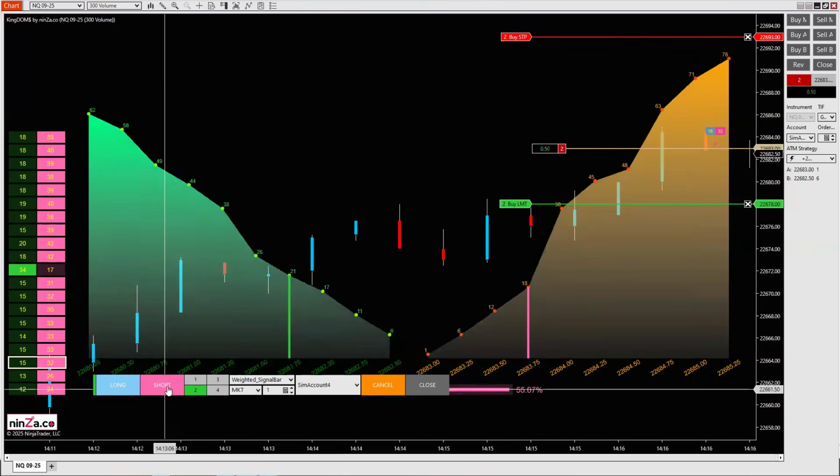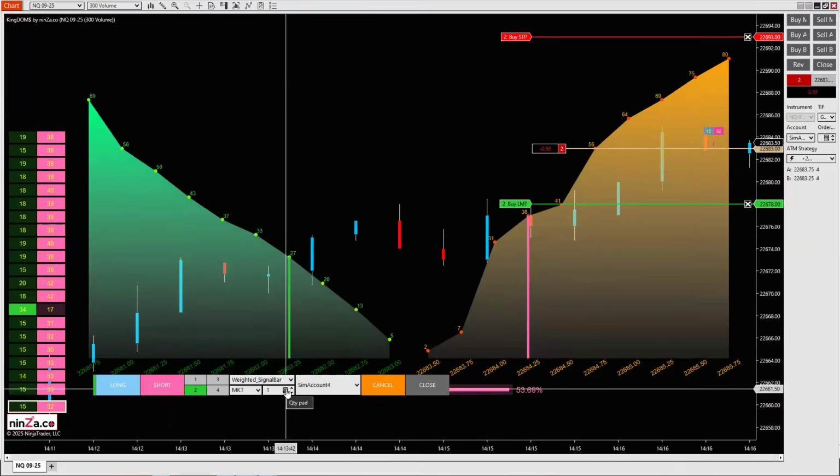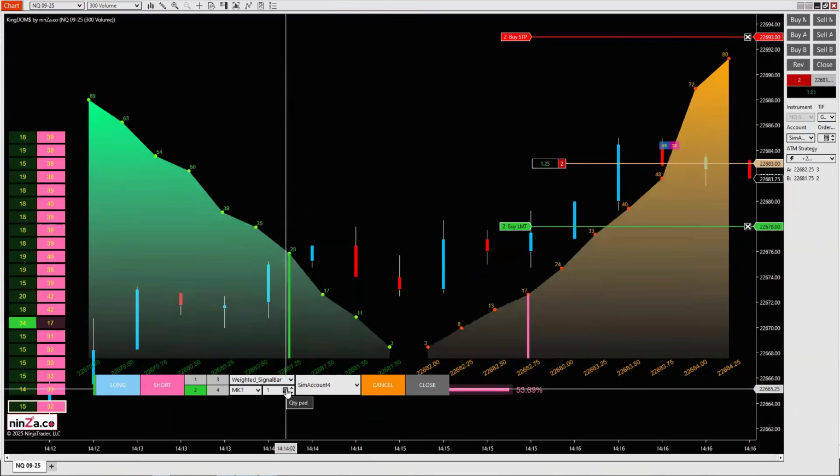So I can activate the short side, and this is a sim account, by the way. Just another thing I want to make clear. This is a sim account.